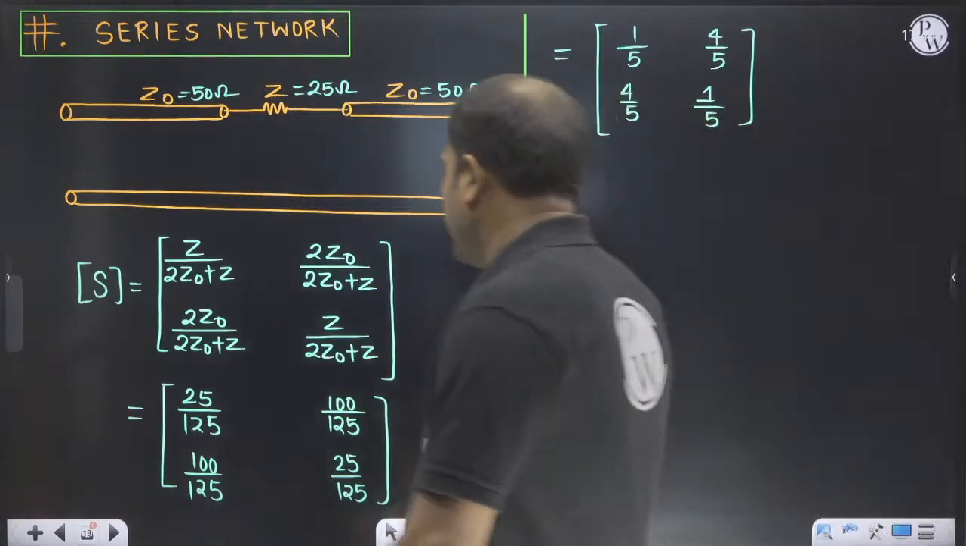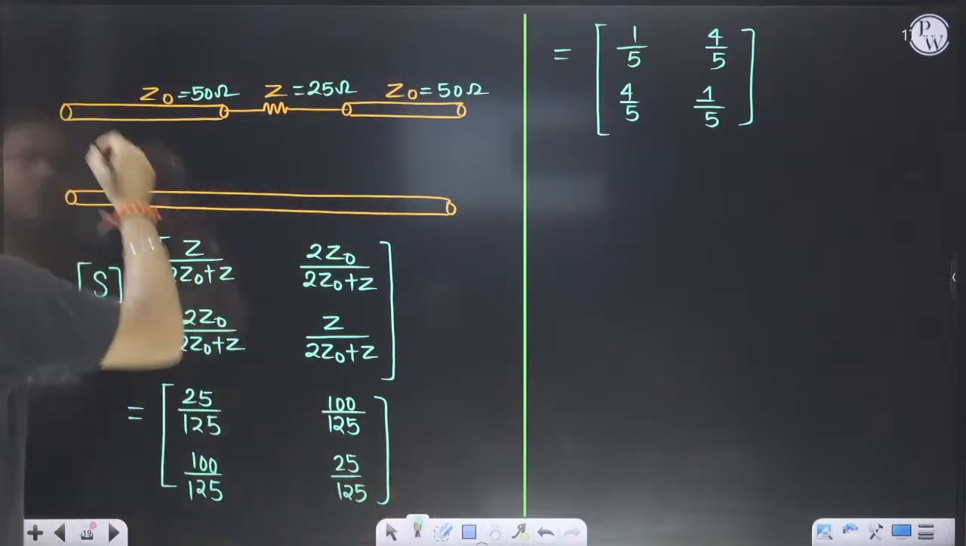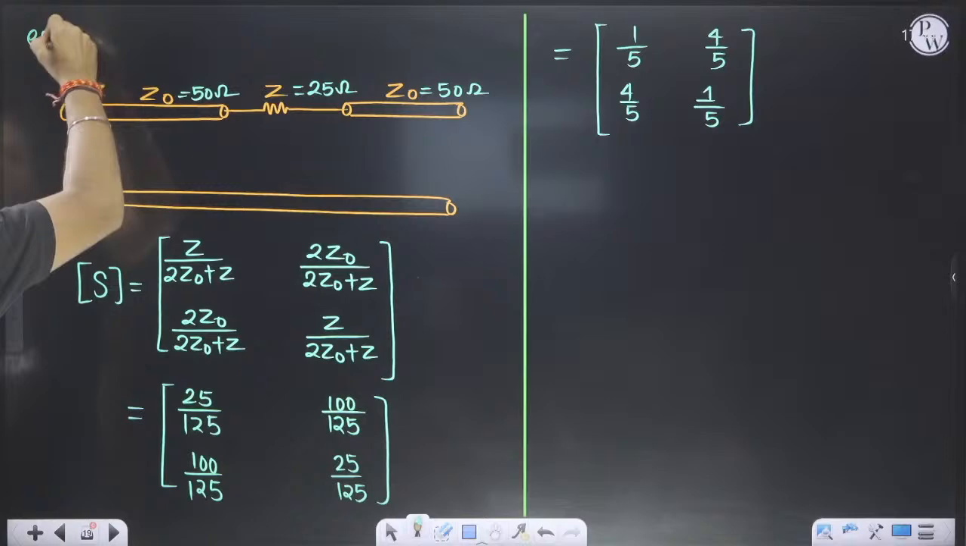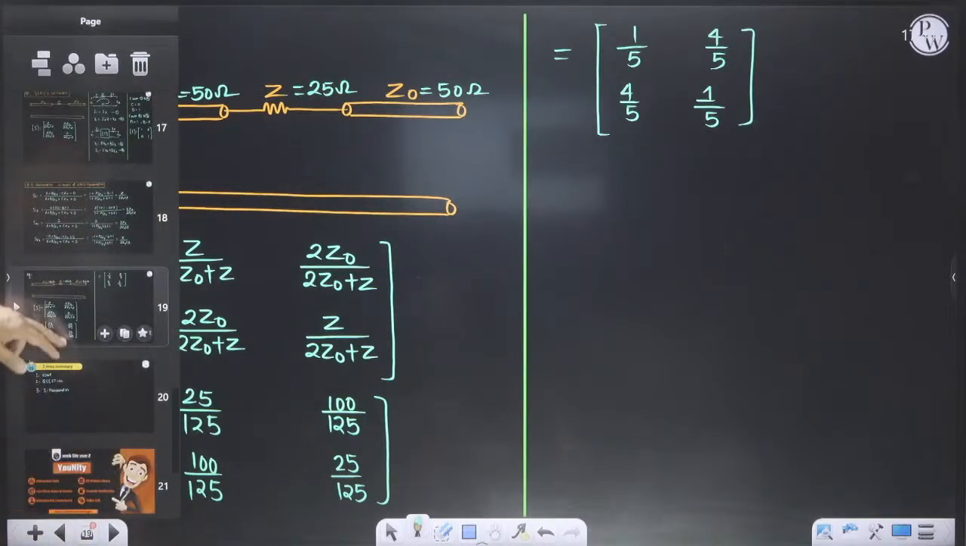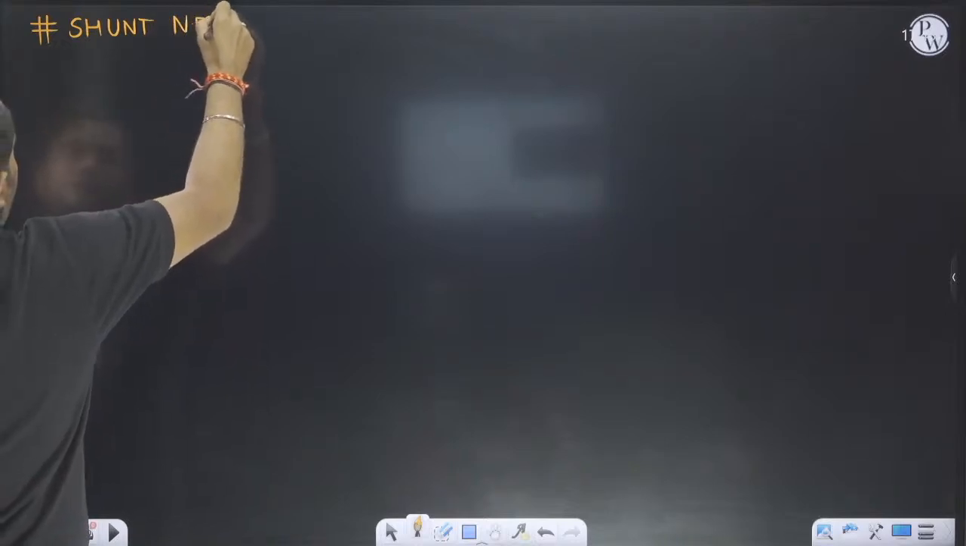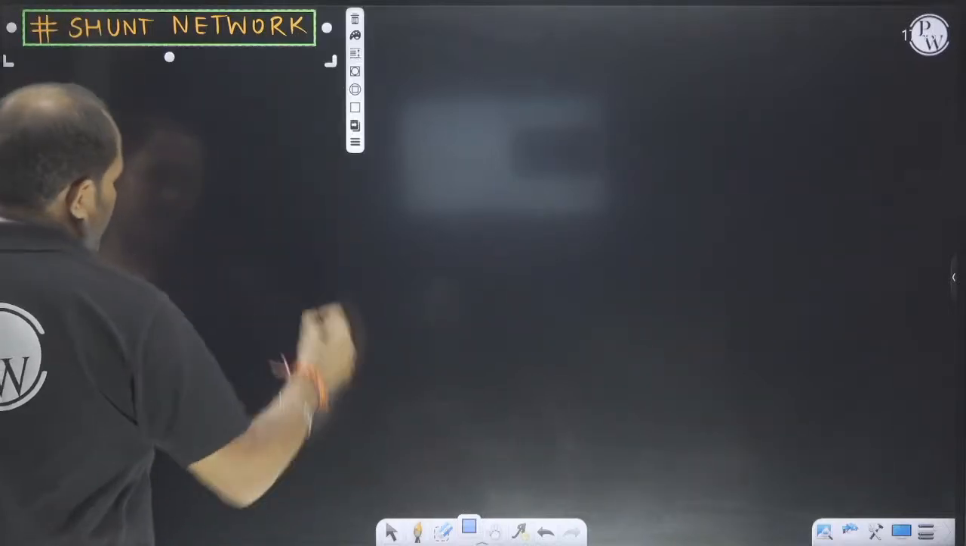So you can easily find out the value. If they ask what is the S parameter for this network, you can easily give the answer. This is one example. Then we have the series network, then we have the shunt network. You have to give the answer for the shunt network. Shunt network is asked in the GATE exam. They will ask again, but this time the series network.